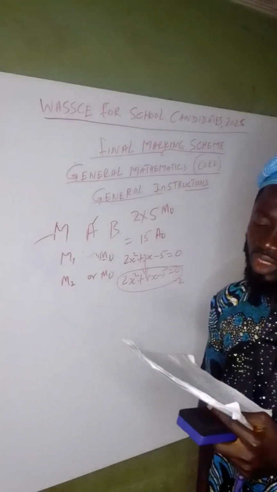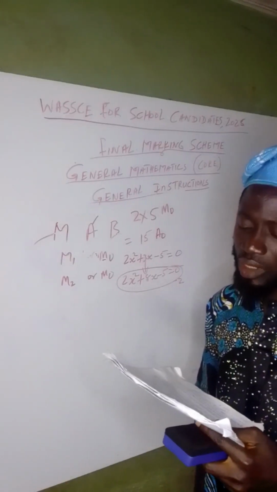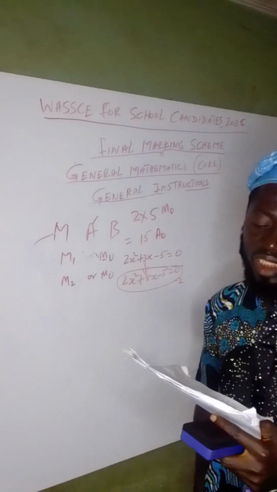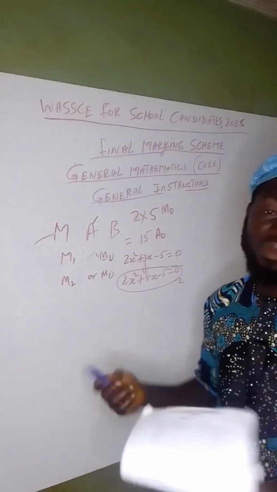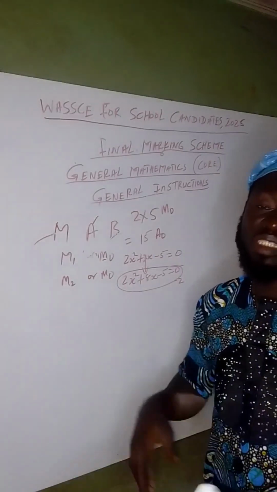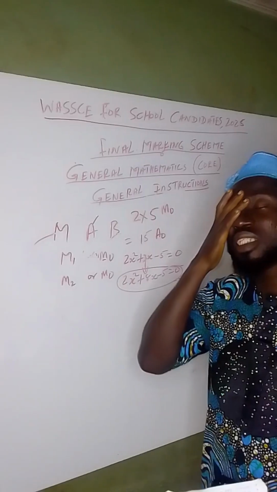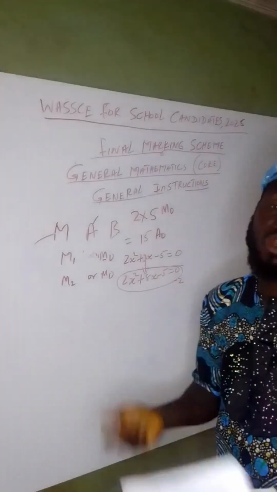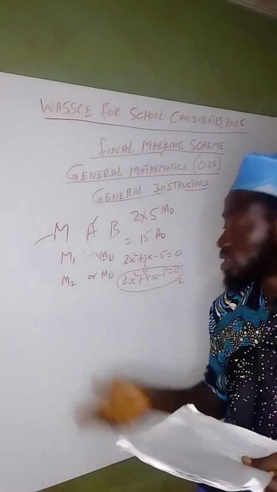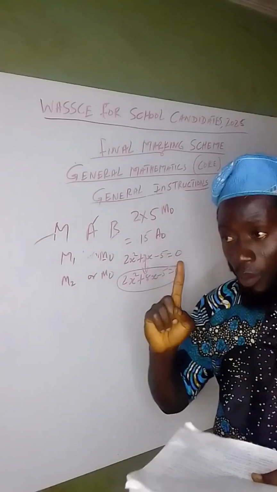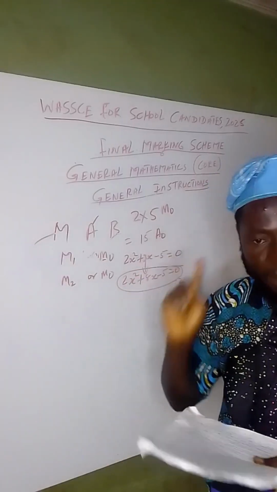Deduct 1 for an answer not given to the degree of accuracy asked. Like the question is asking you to put it in 4 decimal places, but you went ahead to put it in 2 decimal places. When I asked you to put it in 3 decimal places, you went ahead to give it as a whole number. It is minus 1. But this should not be more than 1 in a question. Yes, one penalty in a question.